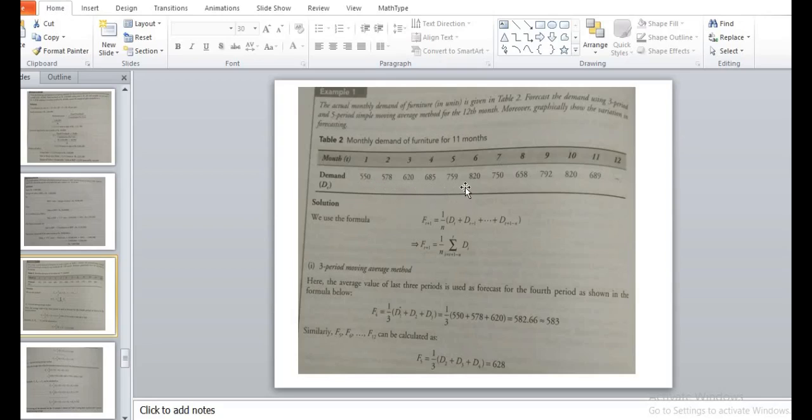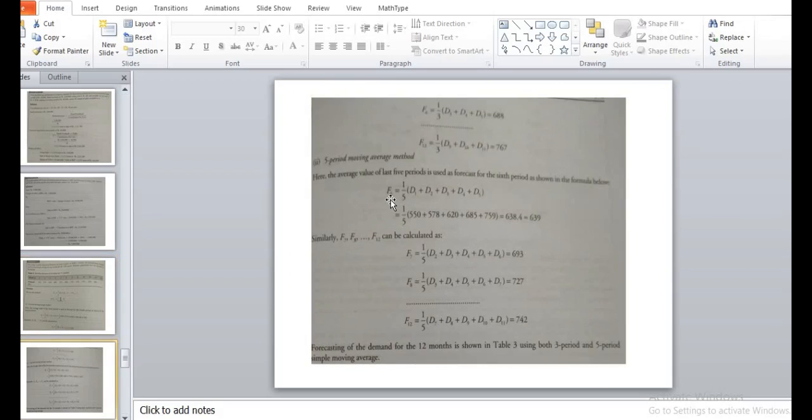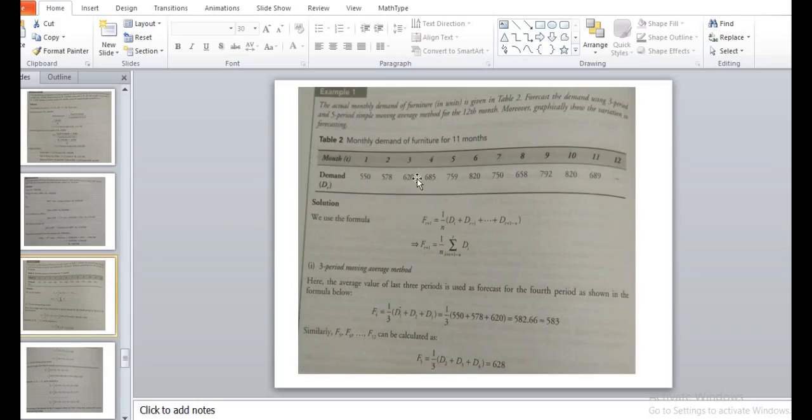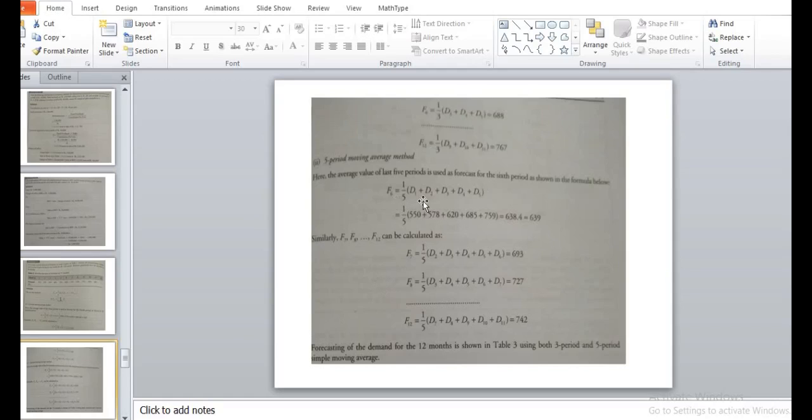So it will start that 5-point moving average method. It starts with the 6th month. F6 now becomes D1, D2, D3, D4, D5. So put the D1, D2, D3, D4, D5 values here, and then we can calculate this F6 value by the 5-point method. Similarly F7, F8 and up to F10.